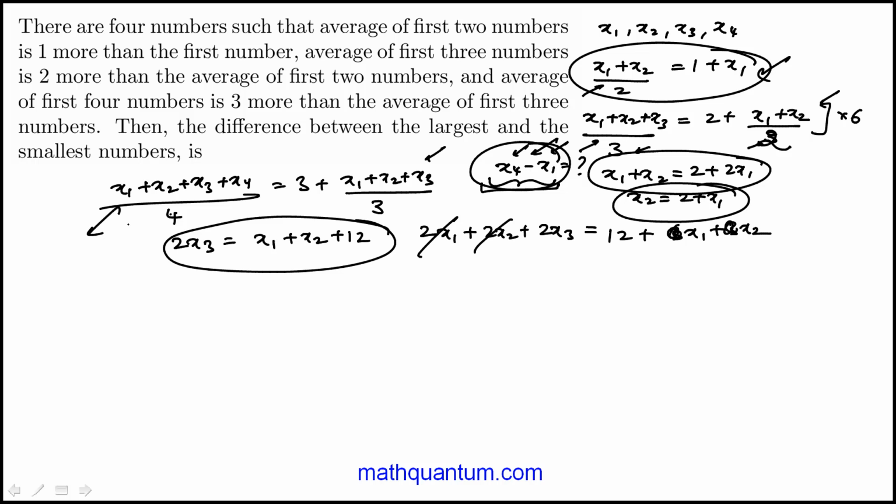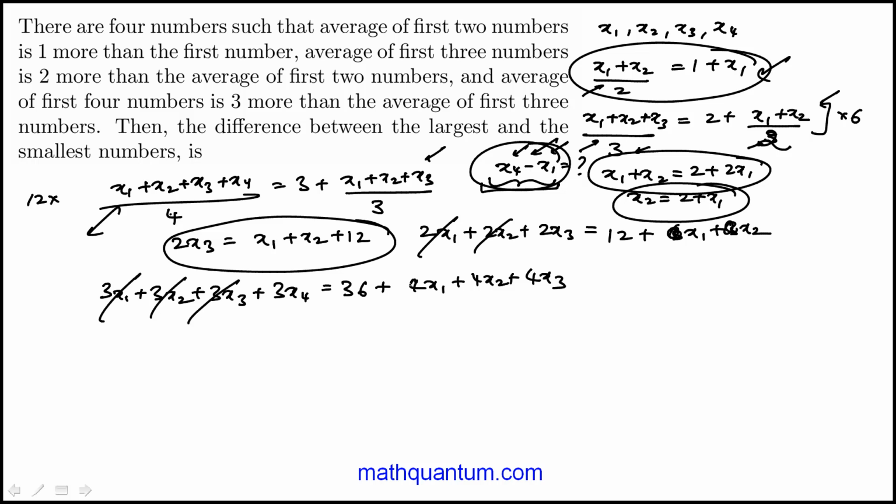That's first. Then I'll do the same thing here, multiply both sides by 12, and I'll get, so yeah, it's still quite a bit of work in terms of doing this manipulation and then cleaning it up. So 4x1, 4x2 plus 4x3. Then these disappear, and then that becomes just x1, x2, x3. So 3x4 is 36 plus x1 plus x2 plus x3.